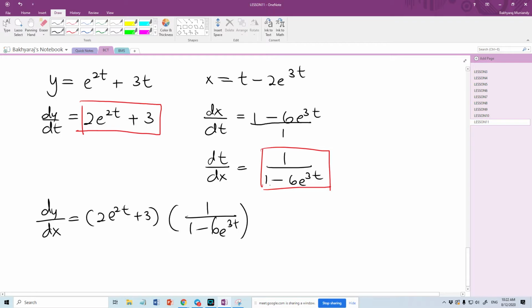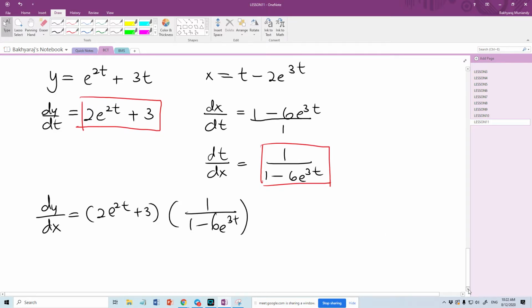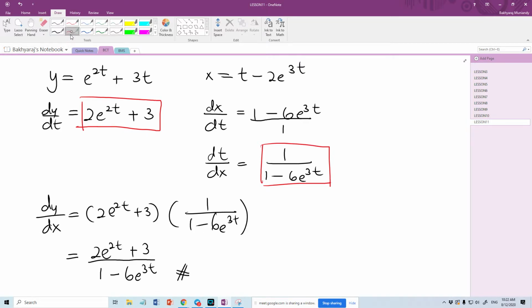So what is our last answer? Apa jawapan last kita? Yeah, correct. Very good. The most we can do is take the fraction of these two. We cannot simplify this, so we leave the last answer as 2 exponent 2t plus 3 divided by 1 minus 6 exponent 3t. So we already completed the first part, dy over dx.